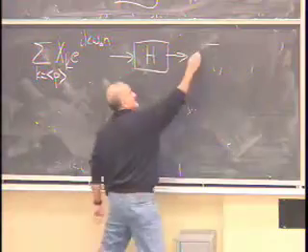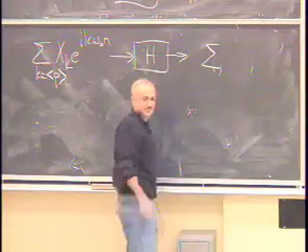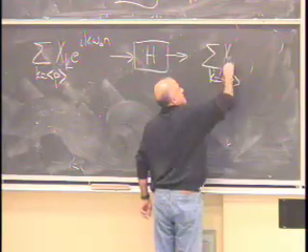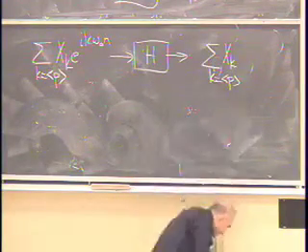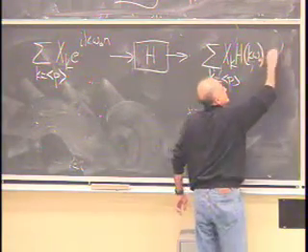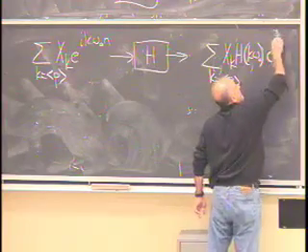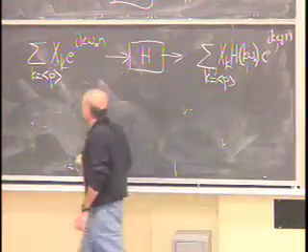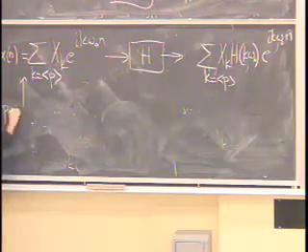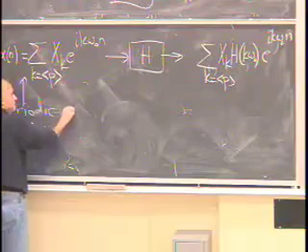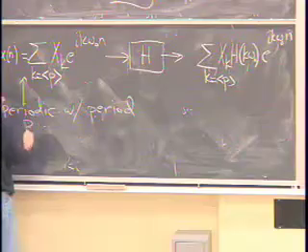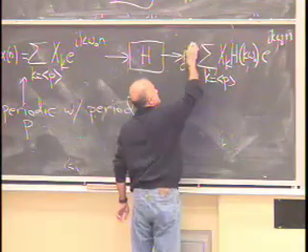Summation. That's good. Summation xk, H of k omega naught e to the I k omega naught n. Well, this is your x of n, periodic with period p. This is your y of n.